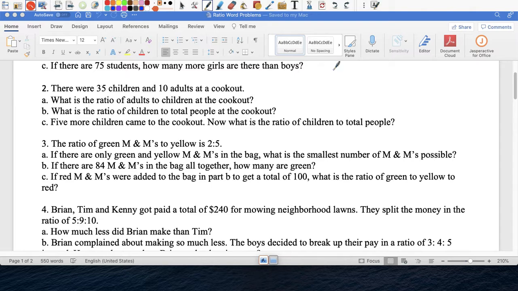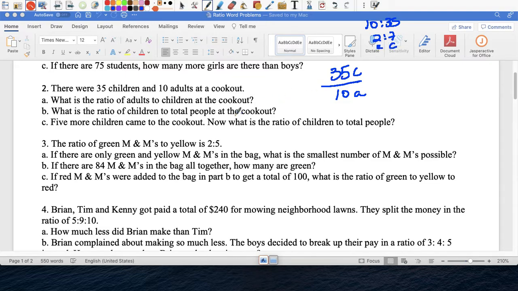35 children and 10 adults at a cookout, so I'm going to write 35C for children and 10 adults. What's the ratio of adults to children? The ratio of adults to children would be 10 to 35. If we simplify that by dividing both sides by 5, we get 2 to 7. 2 adults for every 7 children.